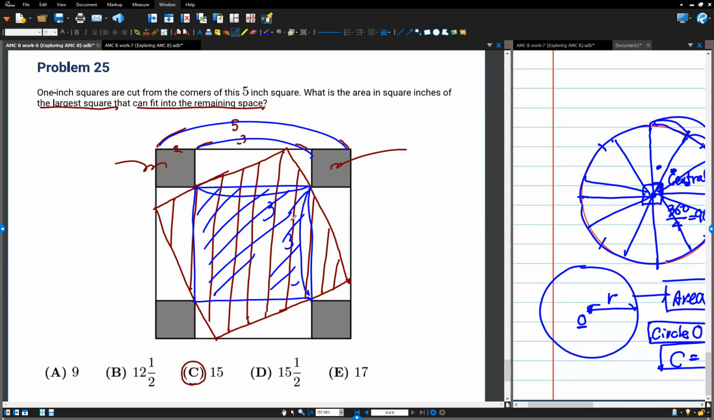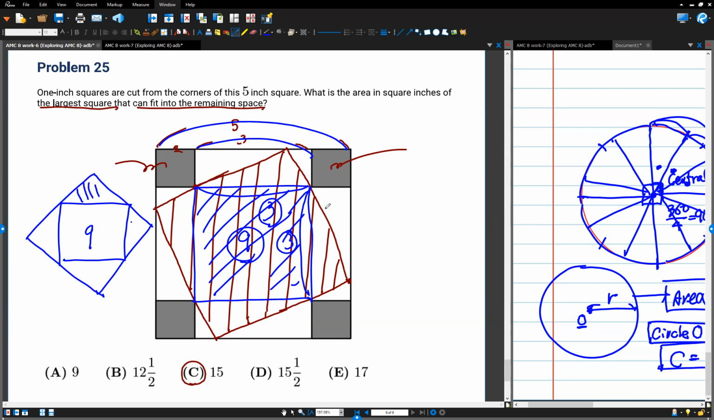So inside the square, how much? 3 times 3 is what? 9, isn't it? Inside, this one is 9. Next, we need to find the area of these 4, right? But these 4 areas are the same area. This area equals this area equals this area equals this area. Same area, right? They are congruent.